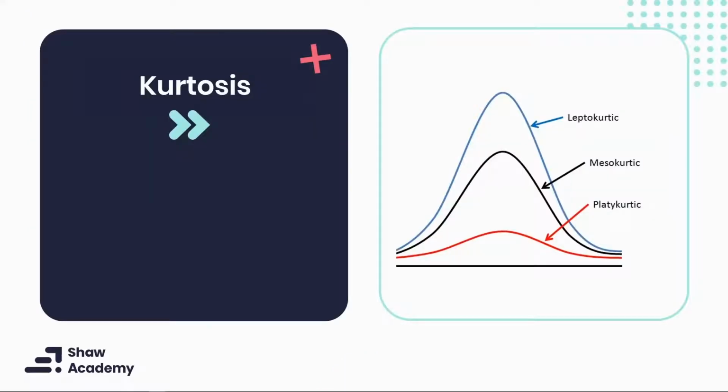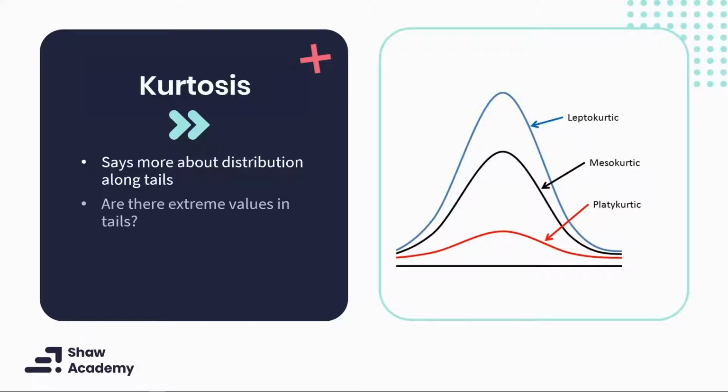Kurtosis tells us more about the peak of the distribution. Kurtosis is a measure we can use to check if the distribution is normally distributed and provides us with information about the distribution along the tails. Kurtosis also helps us to explain more about the shape of the probability distribution. It also tells us if there are any extreme values in the tails of the distribution.